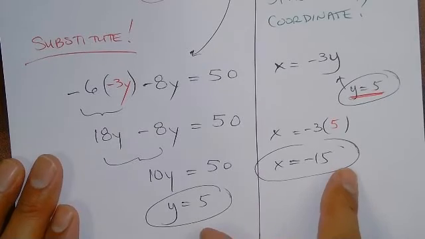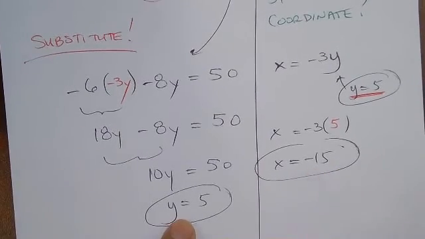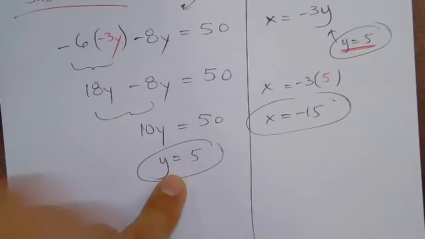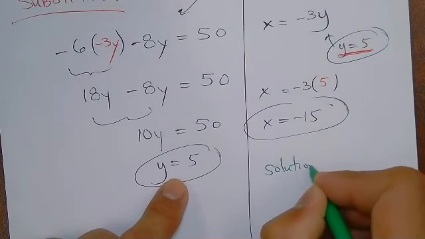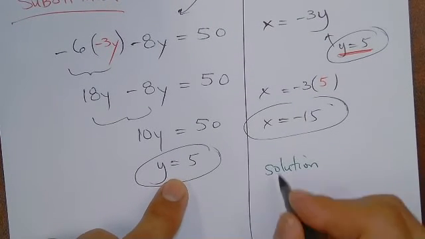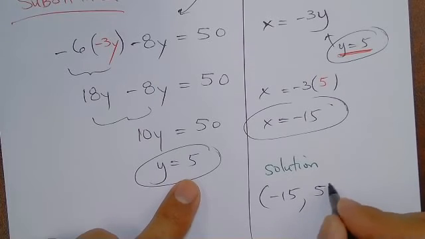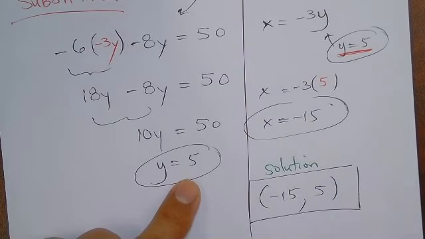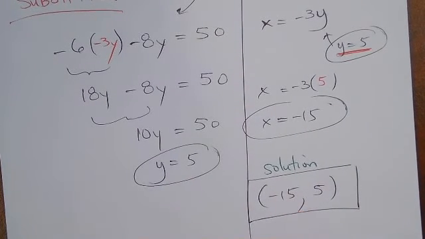Okay, there it is. I found both of my coordinates. Found my x coordinate, have my y coordinate. Remember, you've got to write your solution as an ordered pair. Write it correctly. First the x, then the y. X is negative 15, y is positive 5. That's how you need to write your solution and enter it.